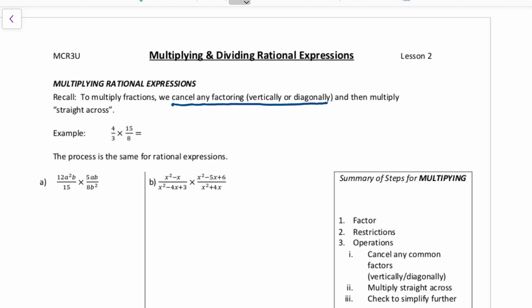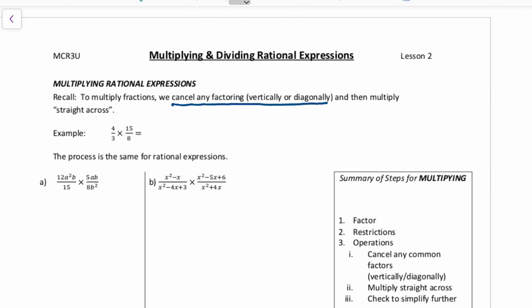And what this does is, if you look at, for example, 4 over 3 times 15 over 8, if you wanted to, you could simply multiply the numerator times the numerator, and then separately the denominator times the denominator. The problem with that is that if you're trying to do this quickly, you're going to get big numbers, and then you've got to reduce it after. So this idea of canceling any factors. When you look at it, I would look top to bottom.